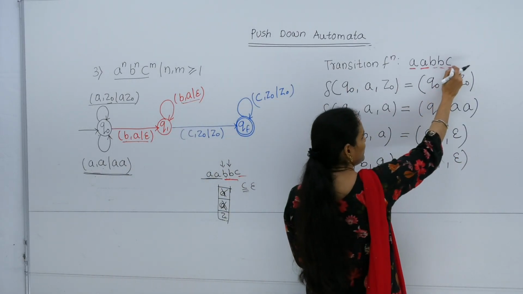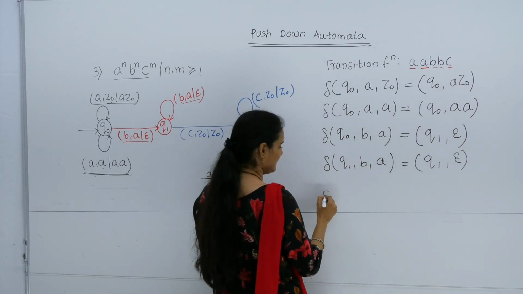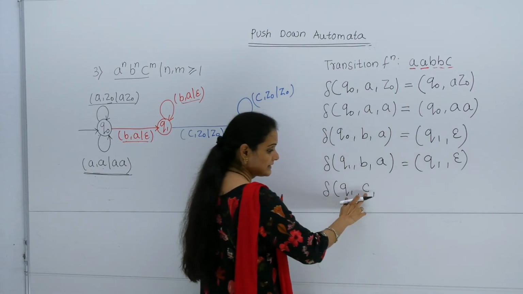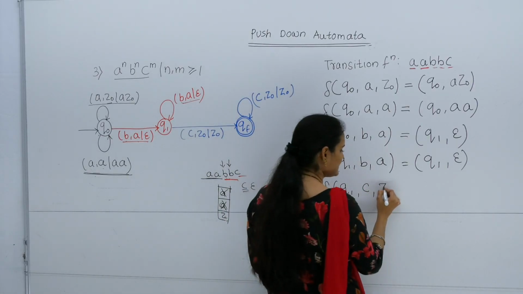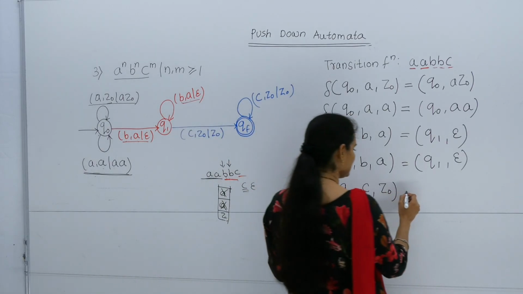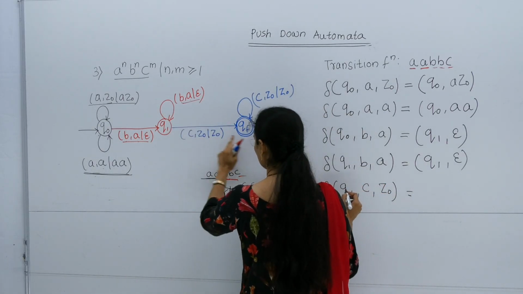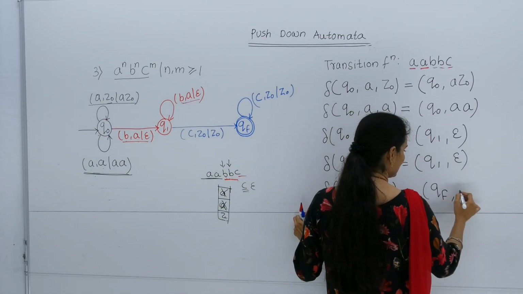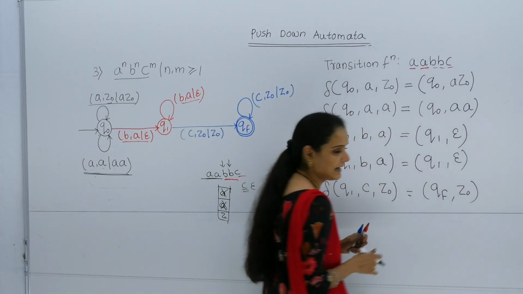Now the next input is C. So here delta, we are at the Q1 state, input is C and top of the stack is now Z0 because my stack is empty. So top of the stack is Z0 and after reading C, we come to the Q final state, and here top of the stack is Z0.